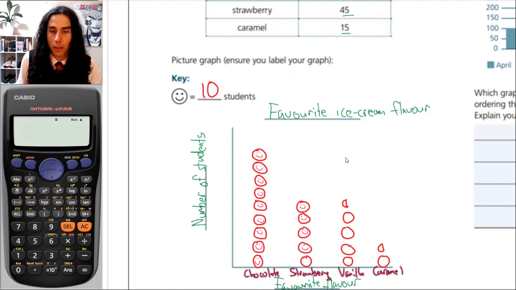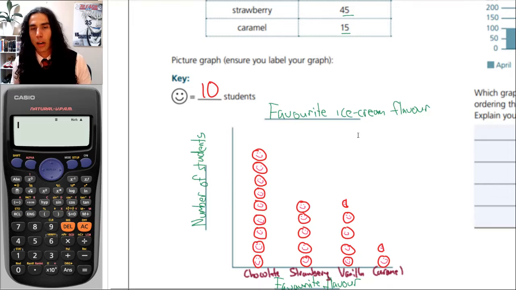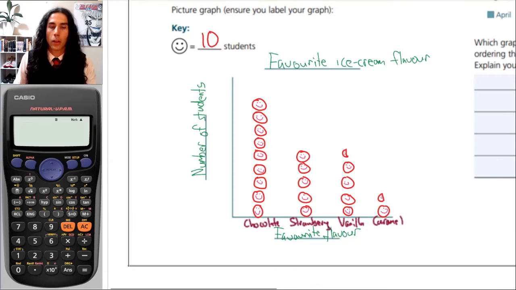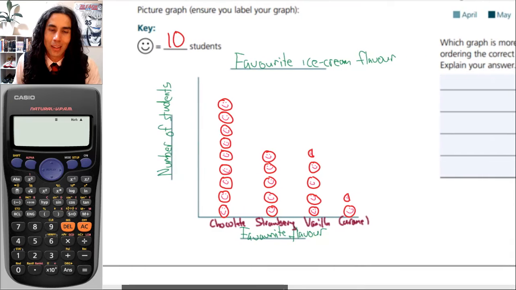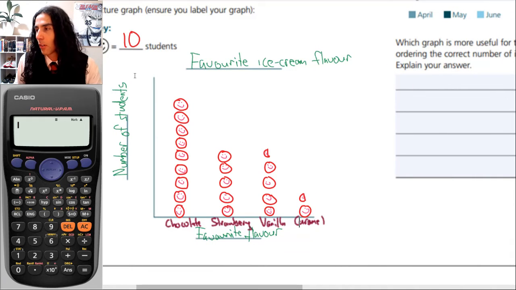Now, that one looked like it had one eye. What am I going to do with the half, though? I think it's only going to have one eye and half a smile. One eye, half a smile. Done. So that's our favorite. So we've got a title. We've got labels on the left and right. Yeah, even this number of students.